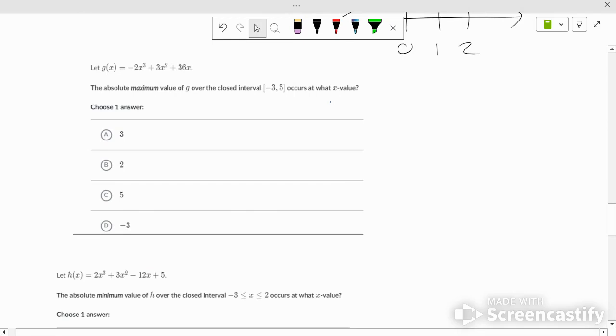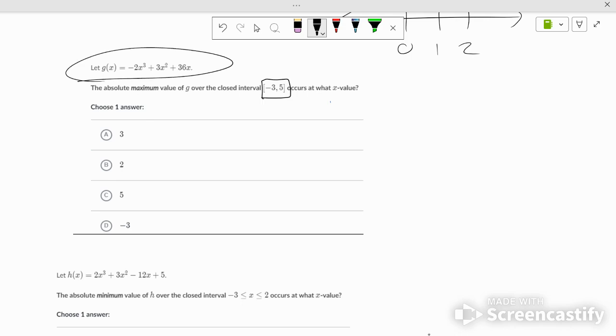Okay, absolute maximums. To figure out an absolute max, we also have to look at the endpoints. So we find the relative mins and maxes in between, and then we have to look at the endpoints. So let's look at this function. What's the first derivative of that function?